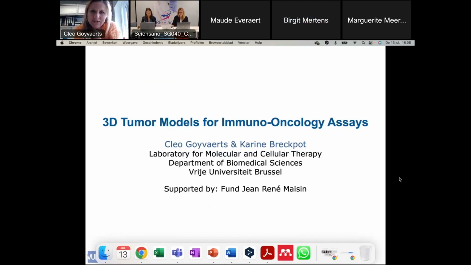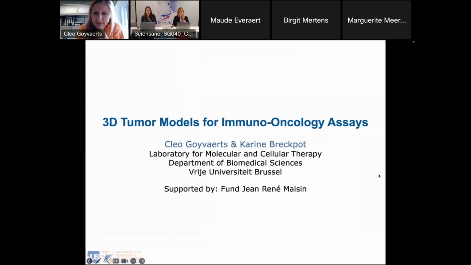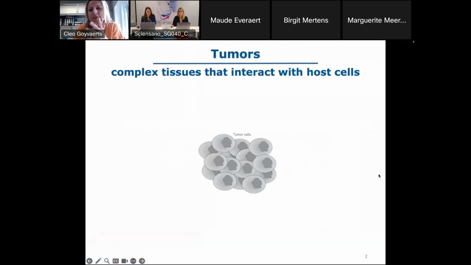What I want to talk to you about today is our development of a 3-dimensional lung tumor model that we now use on a daily basis for immune oncology assays. I'm going to try to talk you through why we have done this and what the application possibilities are. So let's start off by telling you a little bit more about tumors.